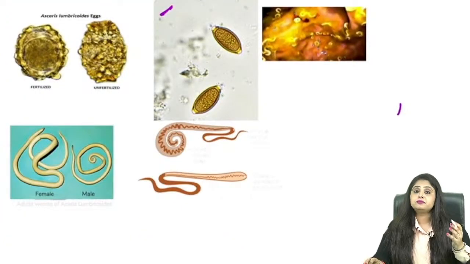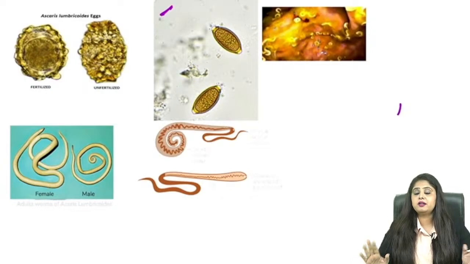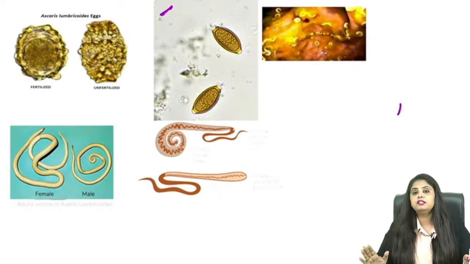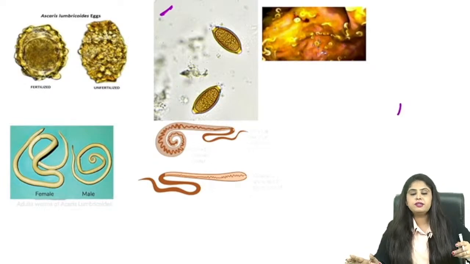Now coming to the nematode worms, the last part. But for nematodes, only eggs will not do. You will also have to identify the worms. Have you all seen those questions in INI where they ask how the adult worm looks? So that also we will do side by side. First you tell me the egg and then I will tell you the worm about it.